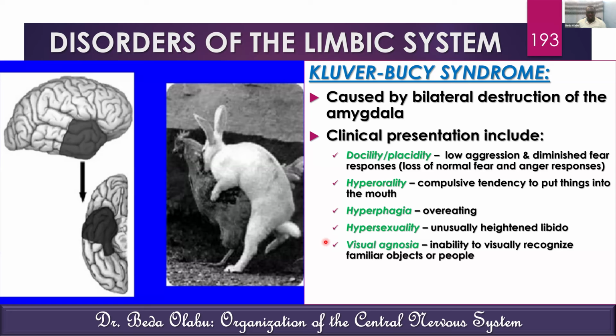There's also visual agnosia, which is the inability to visually recognize familiar objects and familiar faces. So somebody you've seen before, you know them, but you can't recognize them. That's visual agnosia.